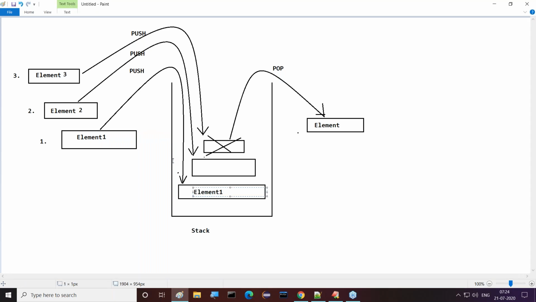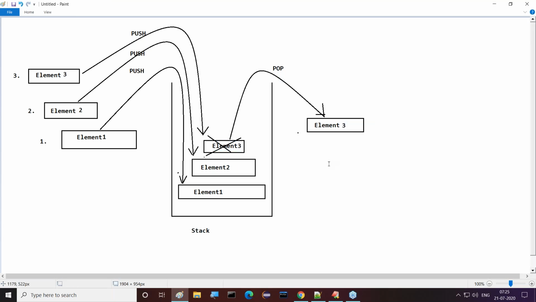This is which one? First element. And this is which one? Second element. And this is which one? Third element. First, which element did we retrieve here now? The third element we retrieved.